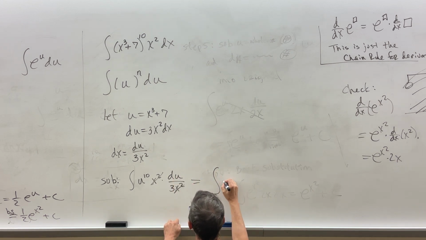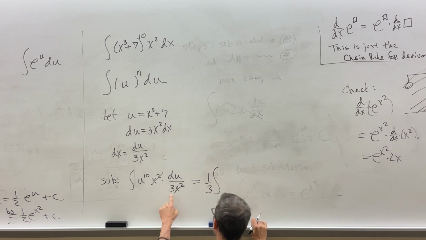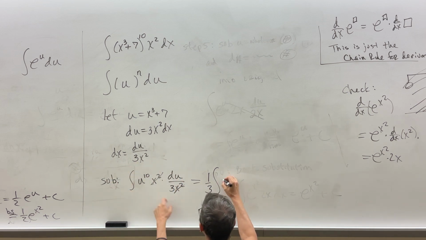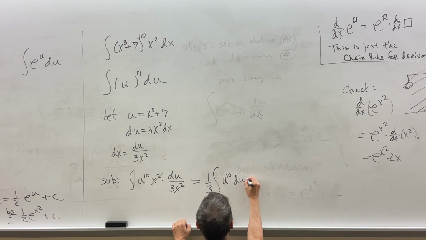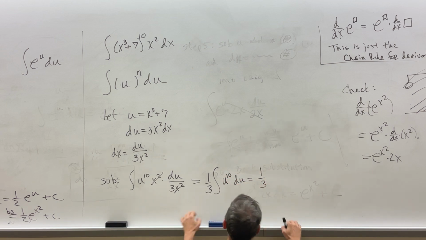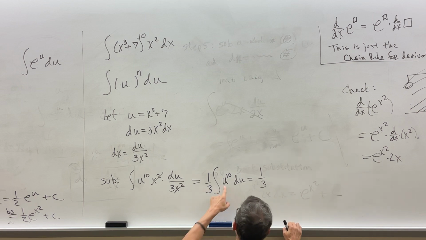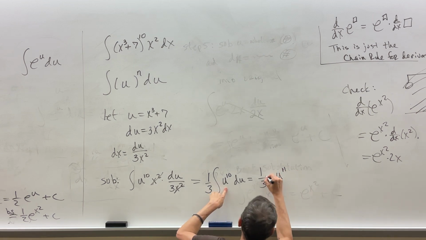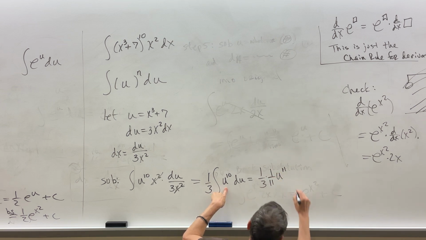Because now I've just got a 1/3. I'm going to bring that out front. Always bring the 1 over 3 out front. Integral of u to the 10th du, and that is just the power rule. So the 1/3 comes along, bump up the exponent by 1, divide by the new exponent. Plus c.